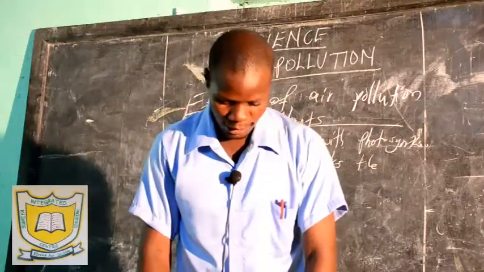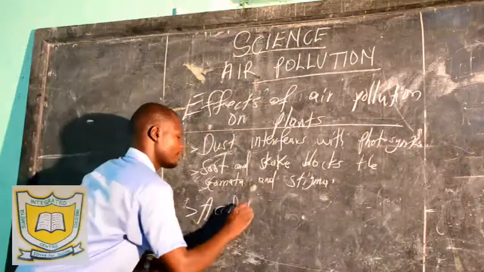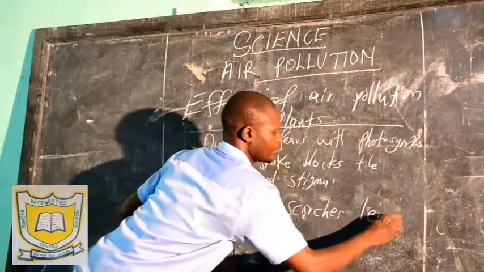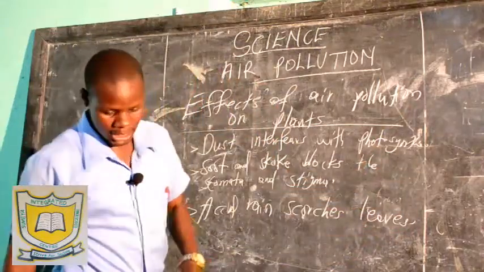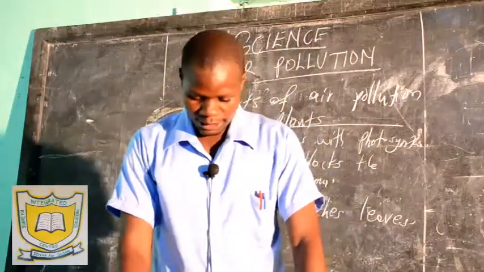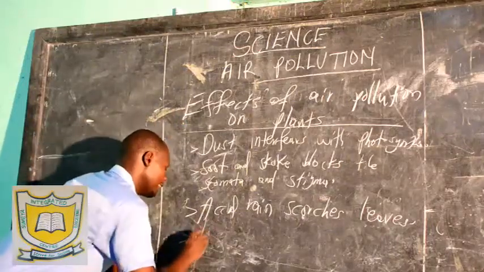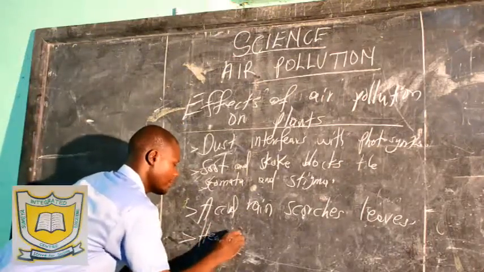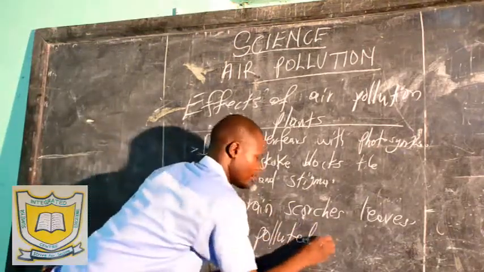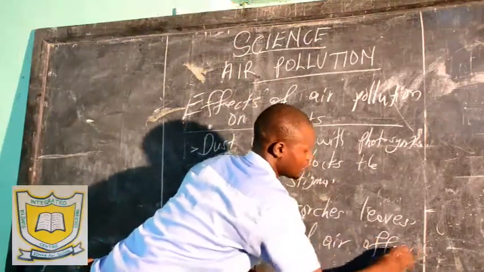And then we also have acidic rain scorching the leaves. Acidic rain scorches leaves. Lastly, heavily polluted air also affects germination.